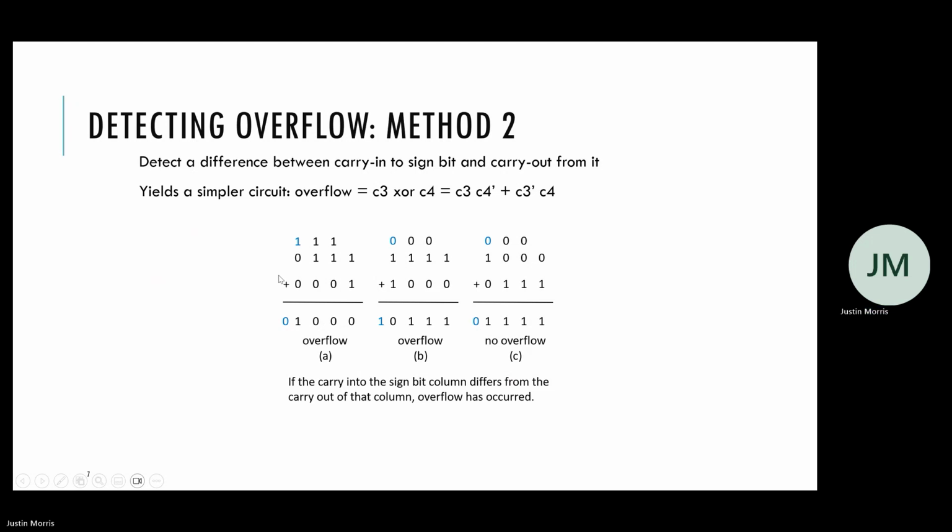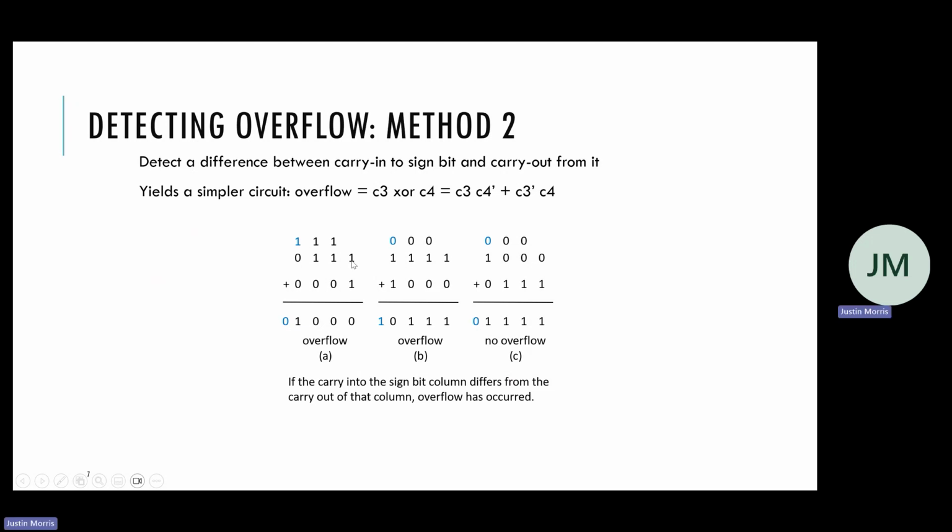Yes? No? Question? Okay. So we're just trying to detect overflow in a more simple and efficient way. And I'm stating that if we take the XOR between the most significant carry in and the carry out, that will tell us if there's overflow, if the result of the XOR is 1.